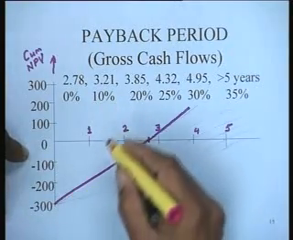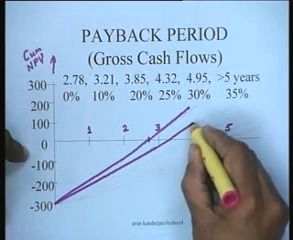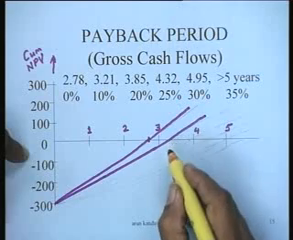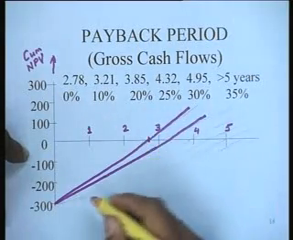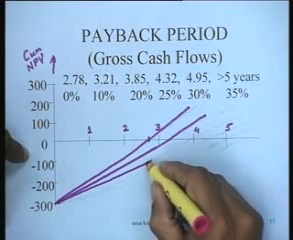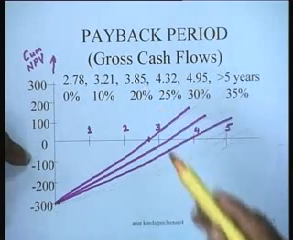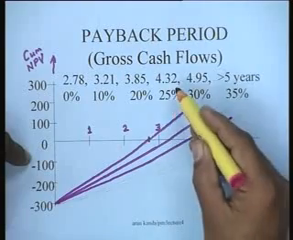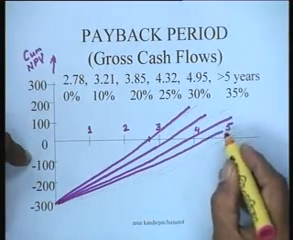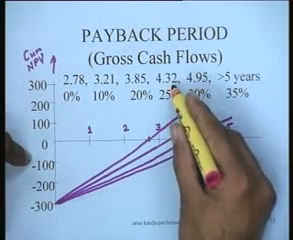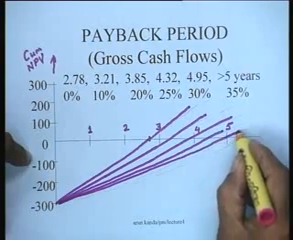Then when we increase the interest rate to 10%, this particular curve shows this kind of a trend, and our discounted payback period now goes up to 3.21. With 20%, the curve assumes a shape somewhat like this, and the discounted payback now is 3.85 years. With 25%, the curve assumes a shape something like this, and our payback period now becomes 4.32 years. For 30%, it becomes approximately 4.95, so it's something like this.